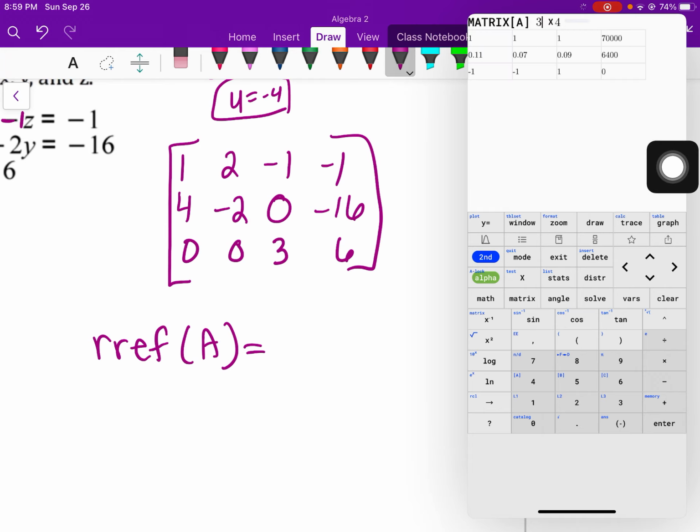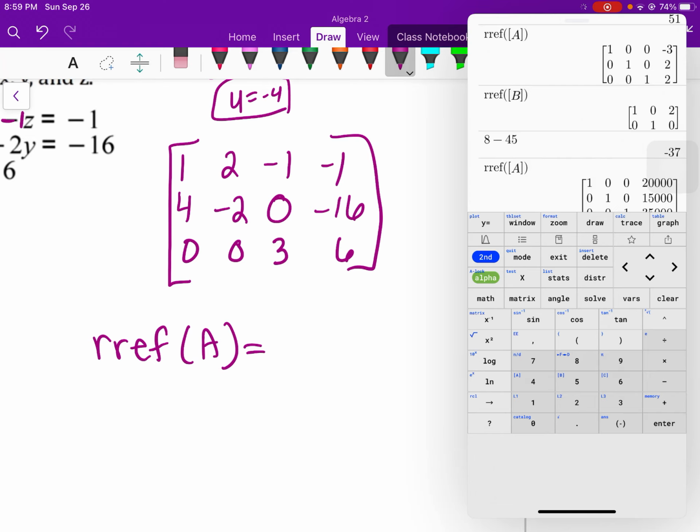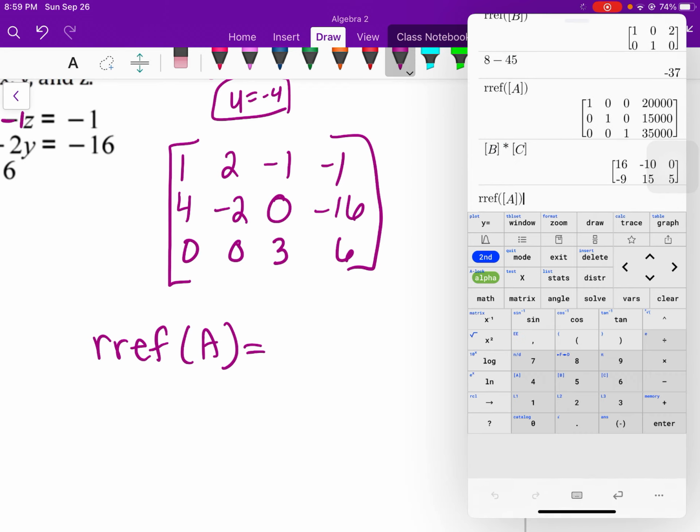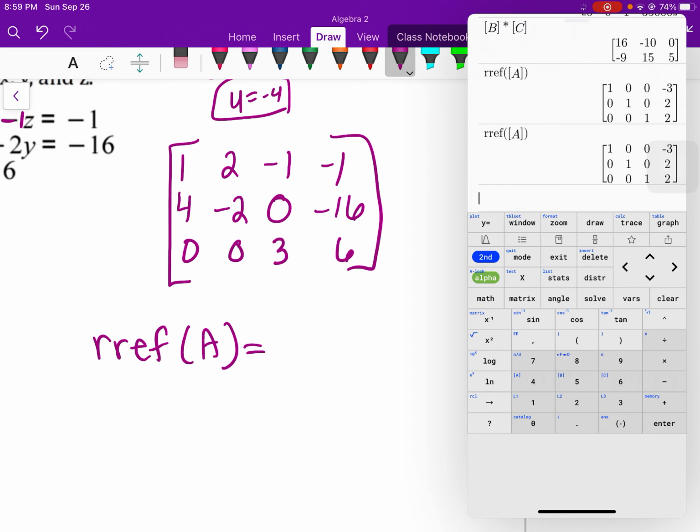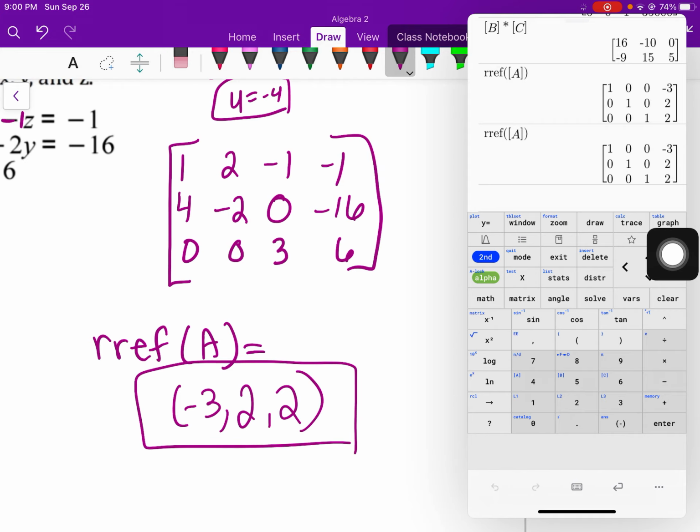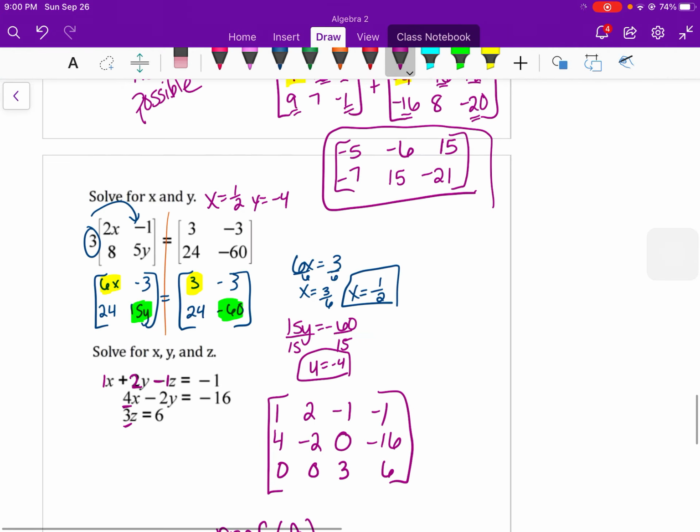And the answer should be, I should have done this ahead of time, sorry. 1, 2, -1, -1. 4, -2, 0, -16. Okay, go back to exit, run RREF of A. And I get the ordered triplet, -3, 2, 2. Final answer.